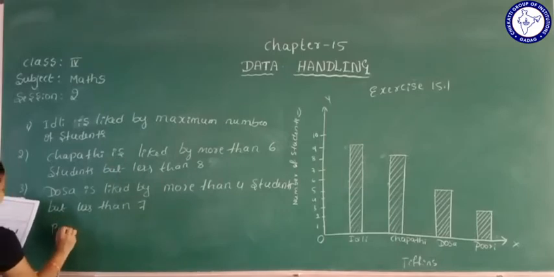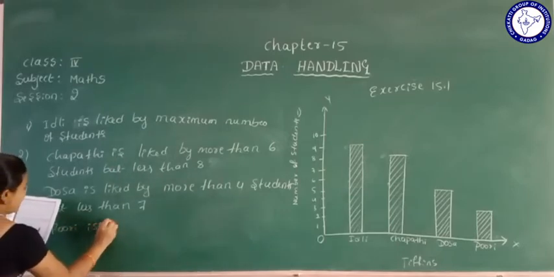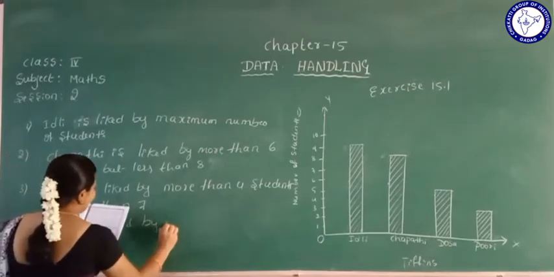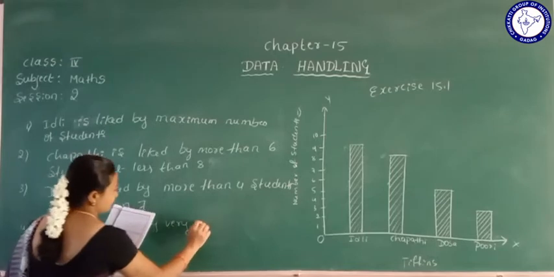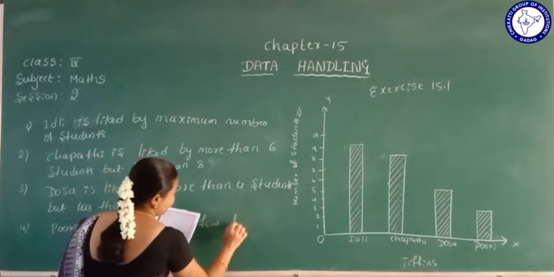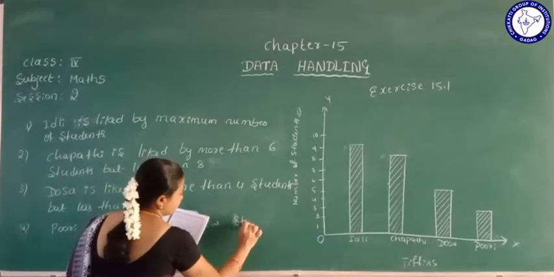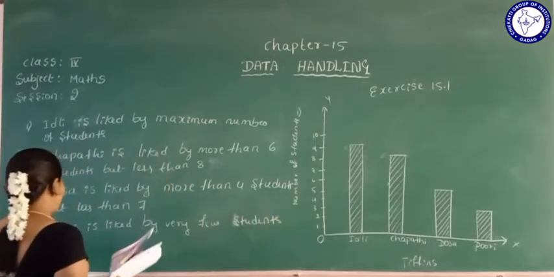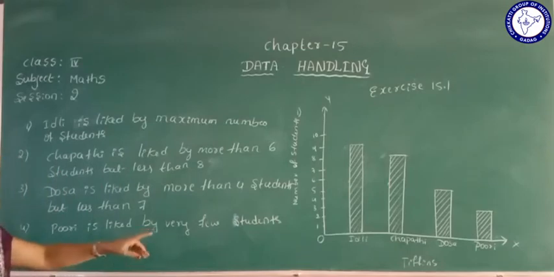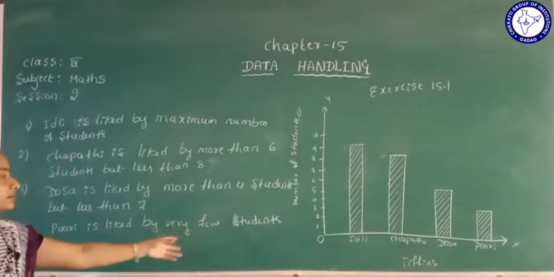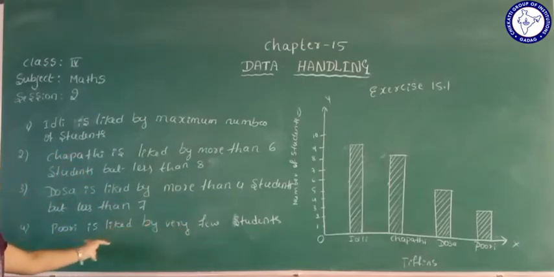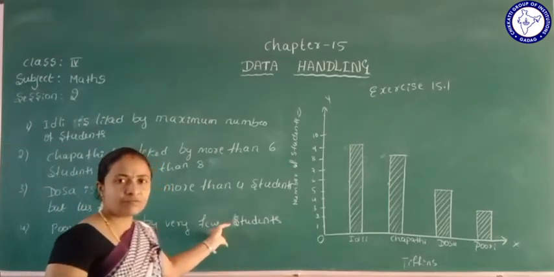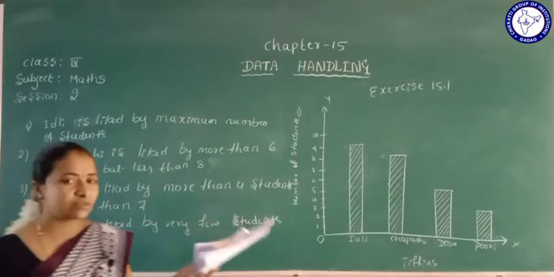Puri is liked by very few students. Understood this one? So puri is liked by very few students. This is a chart and also those are the answers. So this is a bar graph and answering the following questions. This is the first main question.